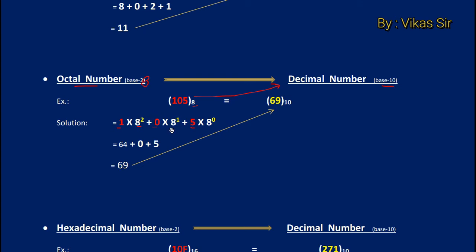Previously we multiplied with 2, but here we apply multiplication with 8 because the base here is 8, for the octal number system. Now we give the power to the 8 from right to left, starting from 0. Next it will have the power 1, and next the power 2. Now get the total of these numbers, that will come as 69, and write this 69 here with base 10. That means we have converted the octal number system into the decimal number system.